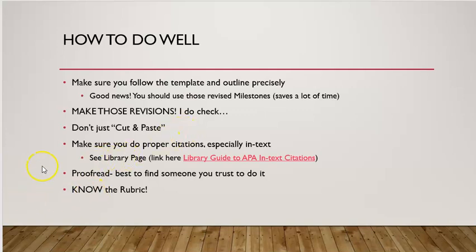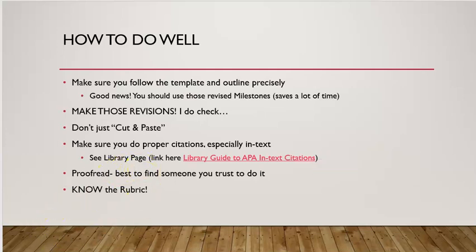Certainly you can take parts of it and paste it, but make sure there's continuity throughout your paper, okay? You've got to make it read like you just sat down and wrote it all at one time. And then make sure you do proper citations, especially in text. I'm going to check that closely. That is important, as I've been stressing all throughout. And then proofread it. It's best to find somebody you can trust to do a good job to proofread it for you, but just proofread it.